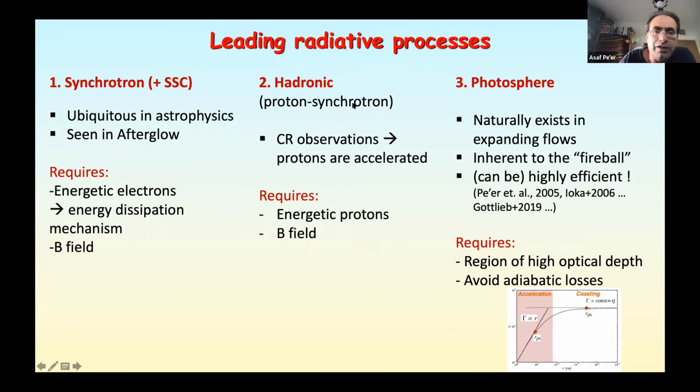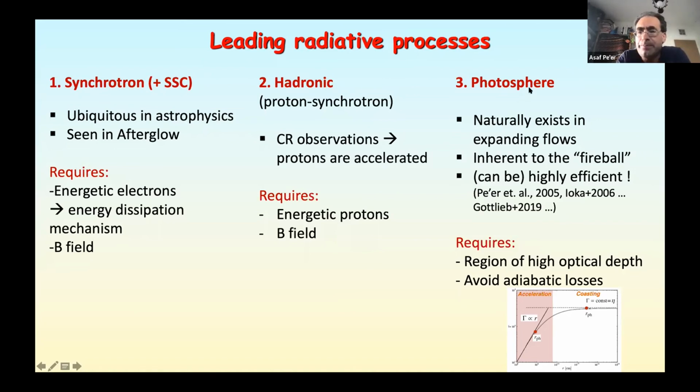The second one is hadronic, mainly protons via proton synchrotron, or possibly any other model. The advantage is that we have direct evidence for its existence because we are seeing cosmic rays. So we know that somewhere out there, there is something that accelerates protons. And again, the requirements are energetic protons and magnetic fields.